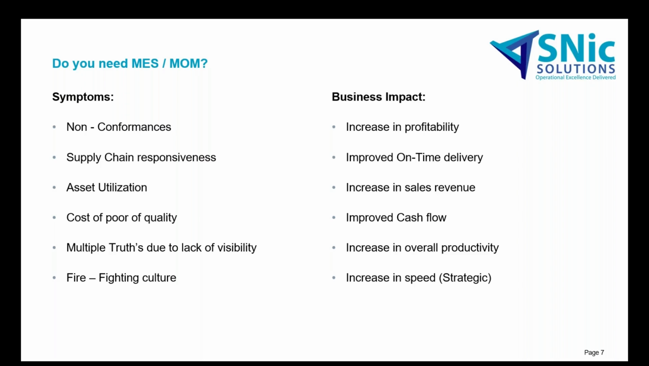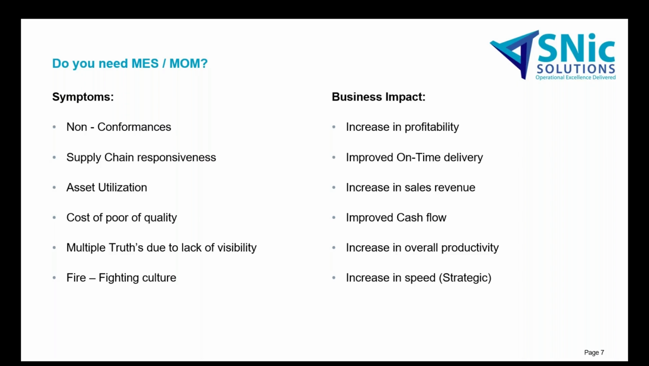This is my favorite: multiple truths due to lack of visibility. When we visit multiple plants, even if they have invested millions of dollars in an enterprise system or have legacy MES systems, we often see them using spreadsheets, and everybody has their own spreadsheet. And these spreadsheets don't talk to each other, which brings in lack of visibility. But more importantly, it creates multiple truths. And having a singular truth leads to an increase in overall productivity.